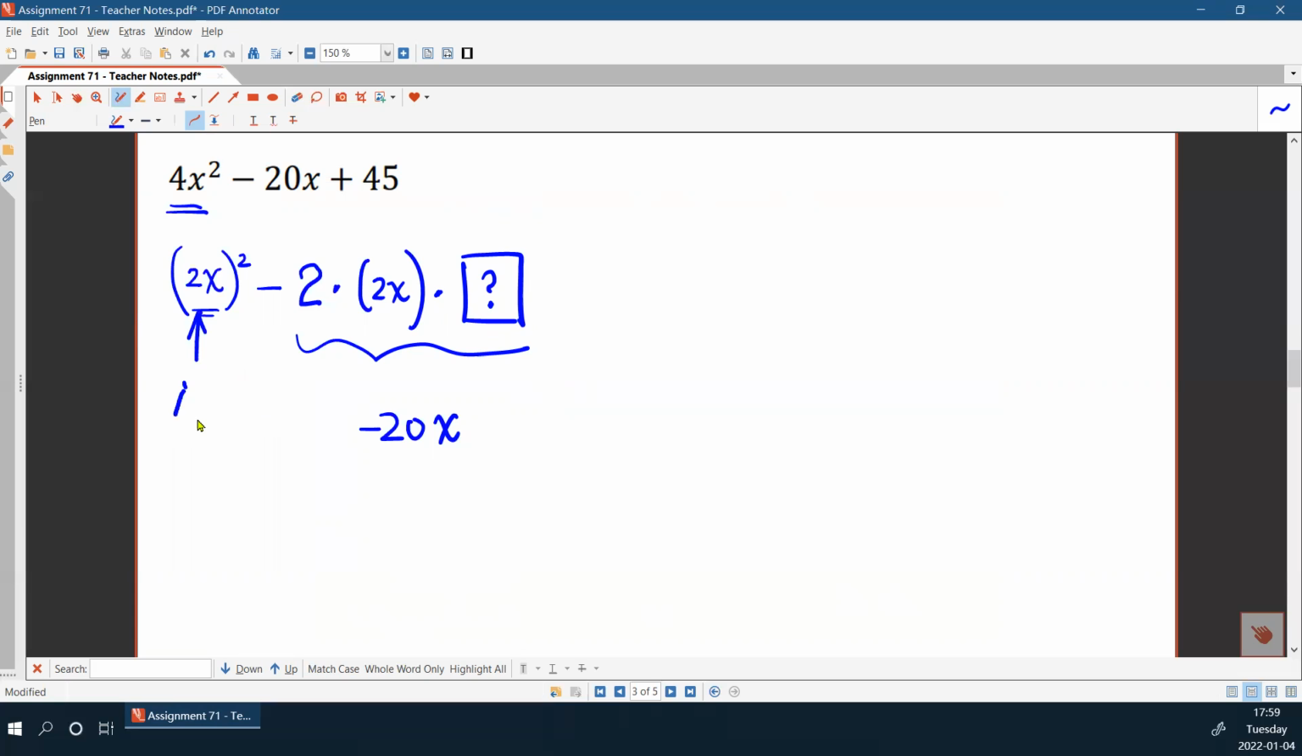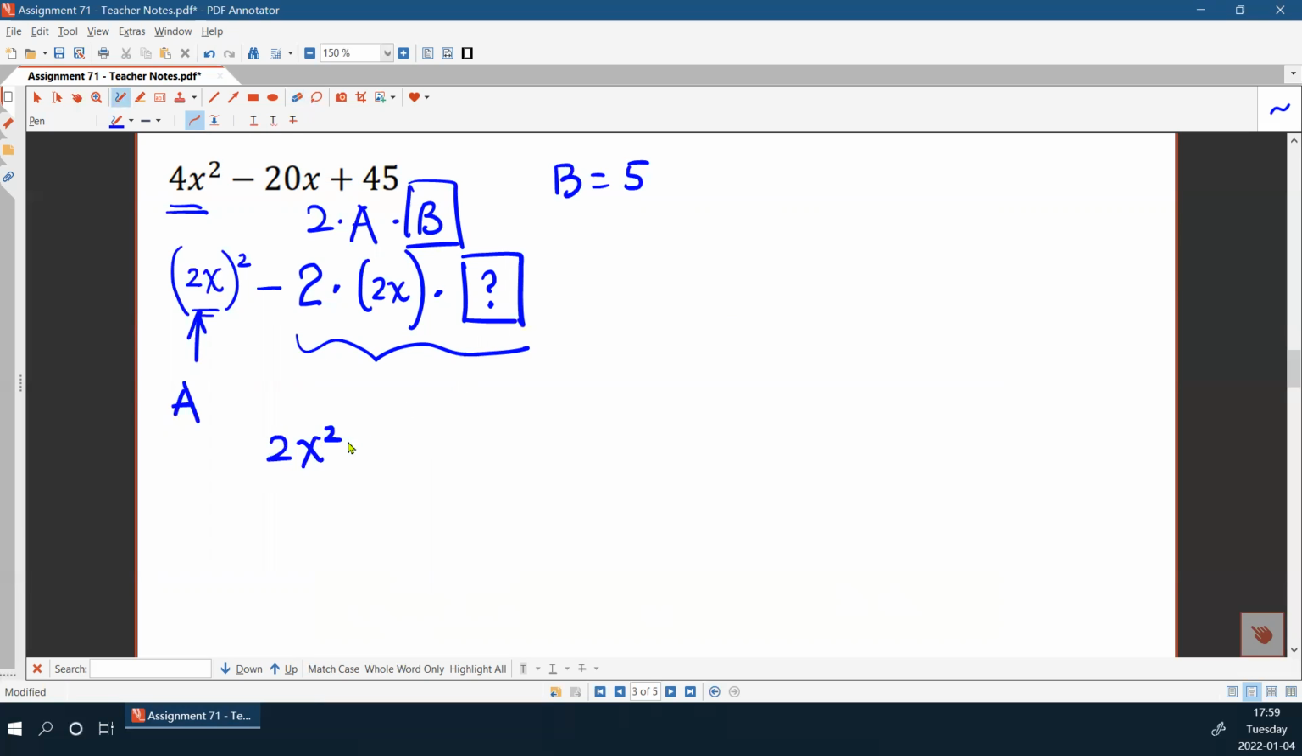Note here 2x is our a, right? And here we have 2ab, right? The question mark is b. My question is, what is b? You think it's 5, right? Okay, your guess is 5. b is 5. So let's try 5.